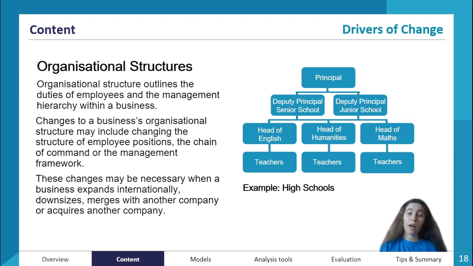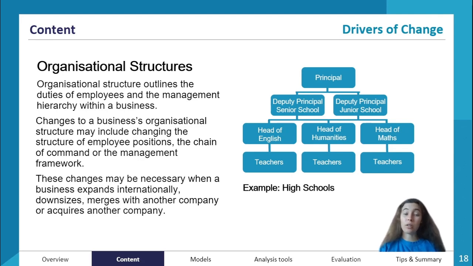You may have the different structure of employee positions, a different chain of command with who is whose boss, and where the decisions are getting made by who, and then also the management framework as well. So perhaps sometimes you have one manager who's managing everything, and a change might be that you have two different managers who are on the same level, and have the same power in that organization.